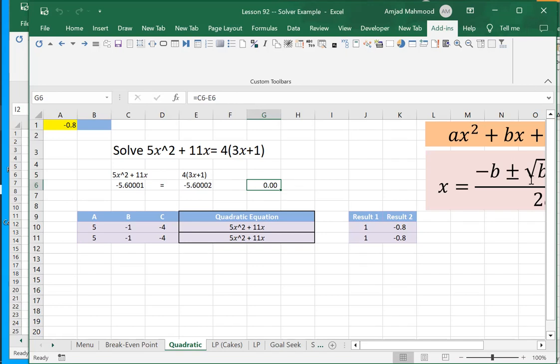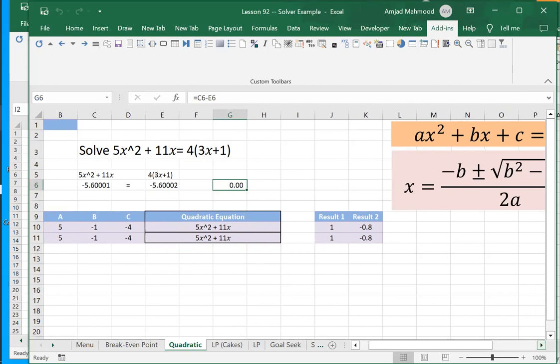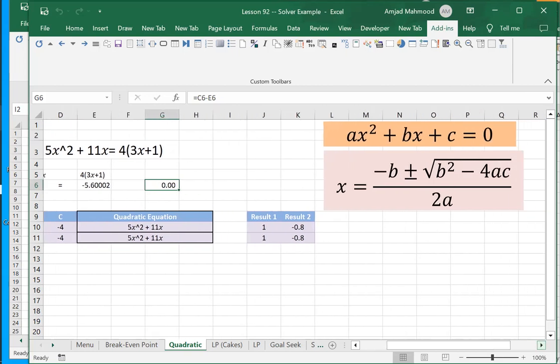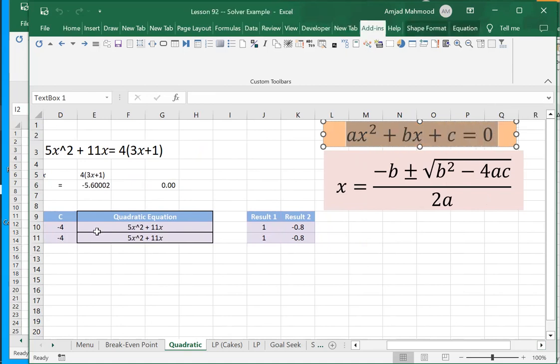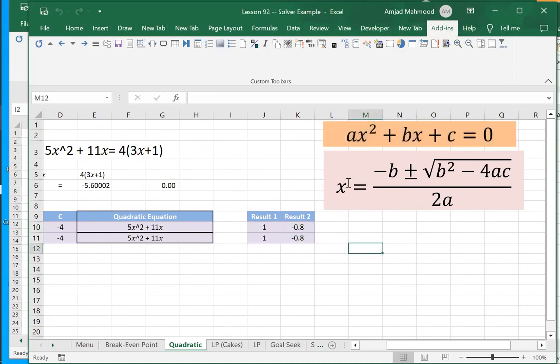For this, we are supposed to use the quadratic formula. The quadratic equation in mathematics is like this: ax squared plus bx plus c, where x is equal to this. So we have to find the value of x, and it has a plus minus sign.